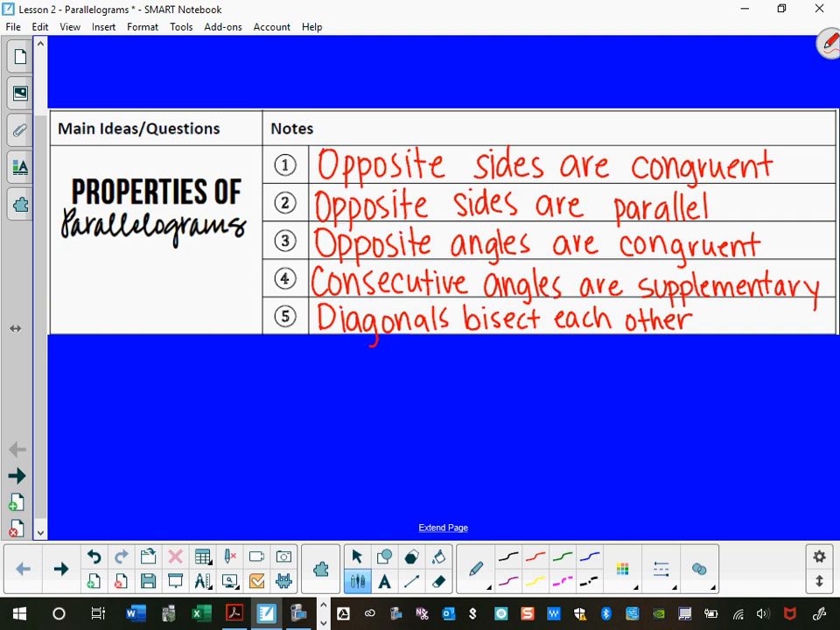What about consecutive angles? What is consecutive? If I have consecutive numbers, it's numbers that are right beside each other, right? 2, 3, 4, 5, 6. Those are consecutive numbers. Consecutive angles would mean they're going to be right beside each other, so side-by-side angles. All right, supplementary, 2 angles that add up to what? 180. Diagonals bisect each other. What does bisect mean? Like, between. Basically, yeah.